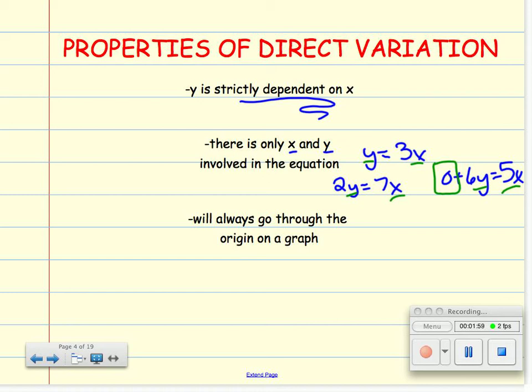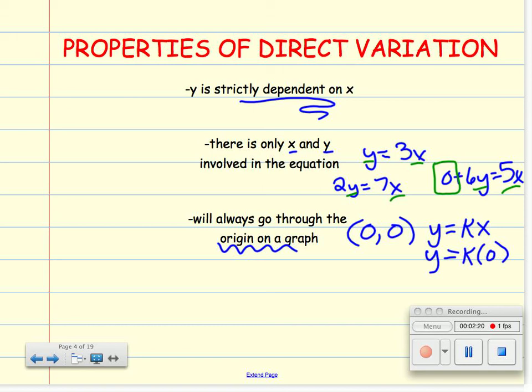Another property of direct variation is we will always go through the origin on a graph. That's because we have the point (0, 0). If we have y is equal to some number times x, well, when x is 0, then we're going to get k times 0. So then you're, of course, going to have 0 equals 0. So how that would look, if we had a graph like this, it would have varying slope. Sometimes you might have a really gradual slope, but as long as it goes through the origin, it represents a direct variation.